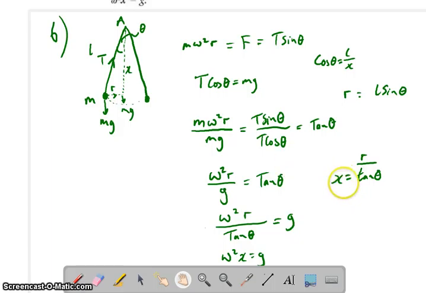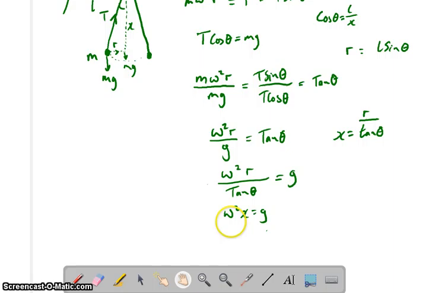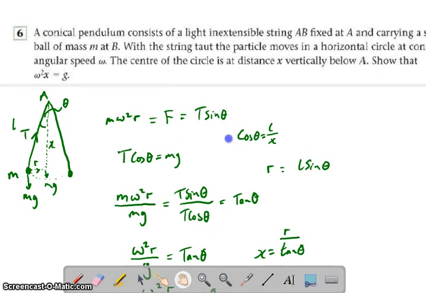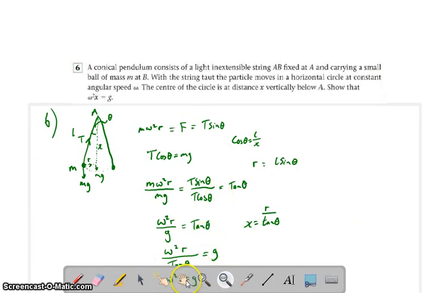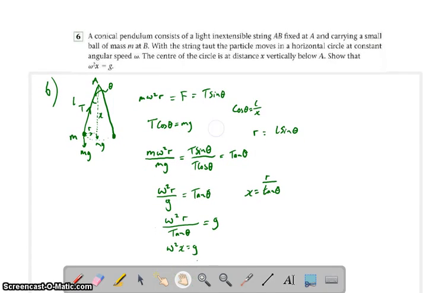Now x is equal to r over tan theta, so you can start to see maybe why this tan is very useful. So omega squared r over g is equal to tan theta. So omega squared r over tan theta is equal to g, and r over tan theta we showed was x. So we very simply get omega squared x is equal to g. Okay, just to go back to the original question, if you're a bit unsure of that one, I suggest that you look through it again. It's a very typical sort of proof. It's a very useful sort of proof that would be quite handy for you to be able to do in an exam situation.